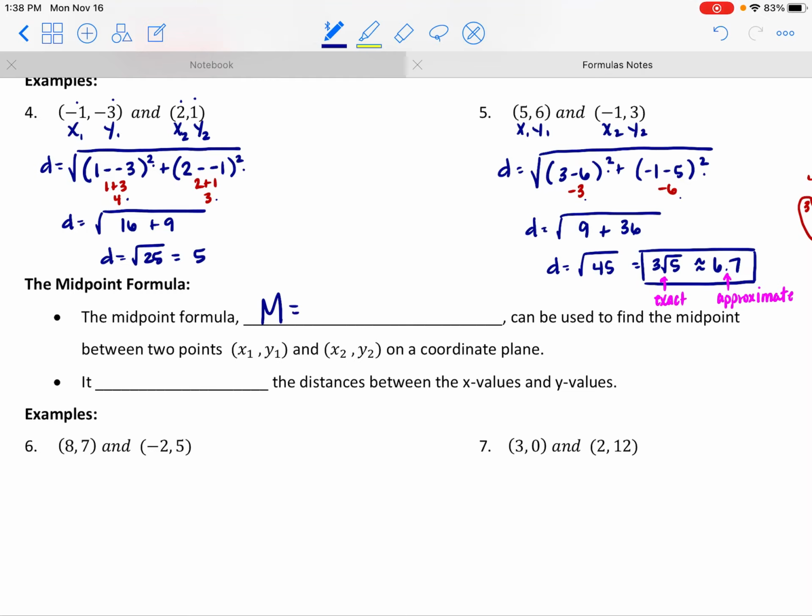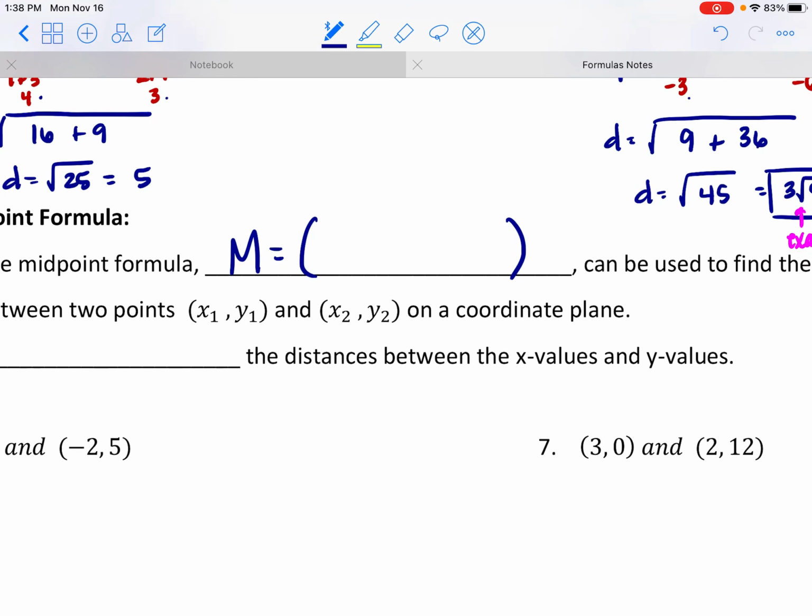So the midpoint formula is calculating a point, okay? It's the midpoint. So what we want is a coordinate, so it's going to be in parentheses. There's going to be an x value and there's going to be a y value. To get the x value in the coordinate, you're going to take the x values that you're given and average them. So that means you're going to add your 2 x's and divide by 2. And then you're going to take the 2 y values, y1 and y2, and average them. So you're going to add them and divide by 2.